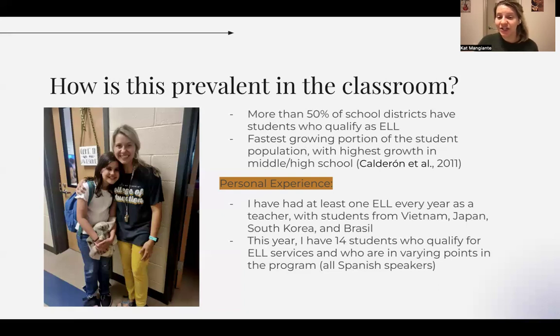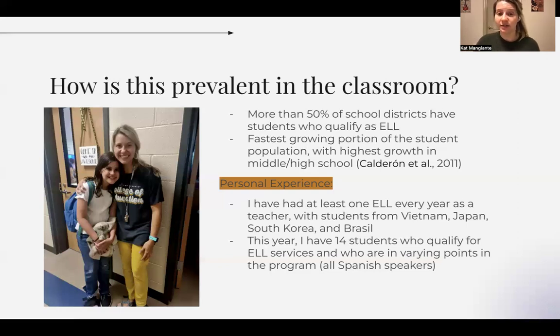This school year, I have 14 students who qualify for ELL services out of my 19 overall students. And they're all in varying points of the program. All of these students are Spanish speakers. Sorry. At the beginning of the year, I had 7 students who were newcomers to the United States who had come to the United States within the last year, and all 7 of them came from different countries. I had a few from Mexico, I had a few from Guatemala, I had one from Nicaragua, I had one from Cuba. They're from all over the place.